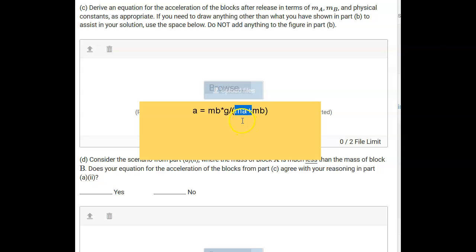On the other hand, I get to neglect m_b and just focus on m_a. On the other hand, if m_b is very large, then I get to ignore m_a, and I get m_b times g over m_b. That's going to cancel those two masses out and just leave me with g. And so that's basically the solution that we should be looking for. Hopefully you guys were in the ballpark, and I will see you guys soon.